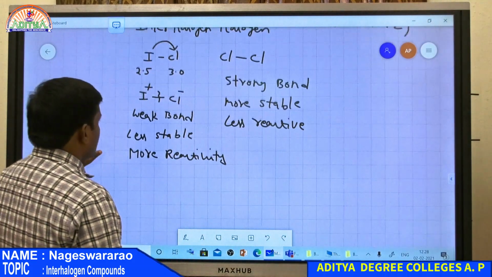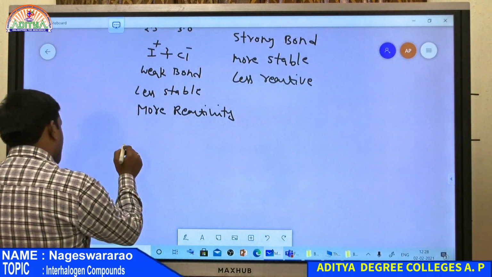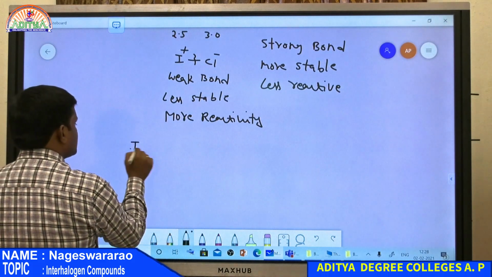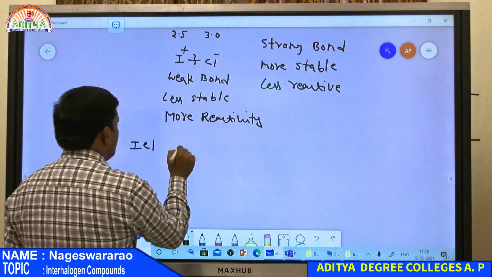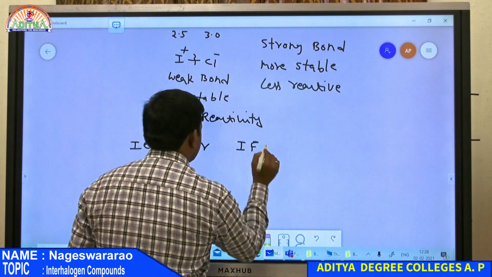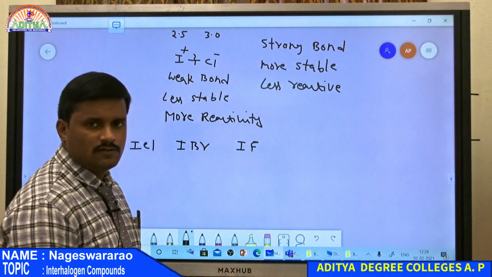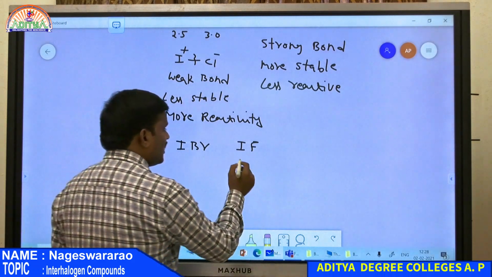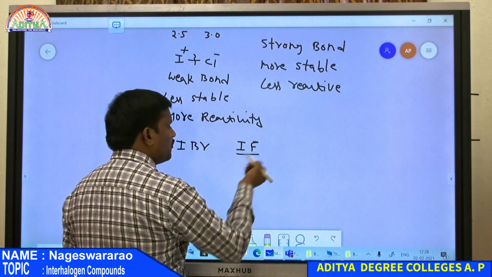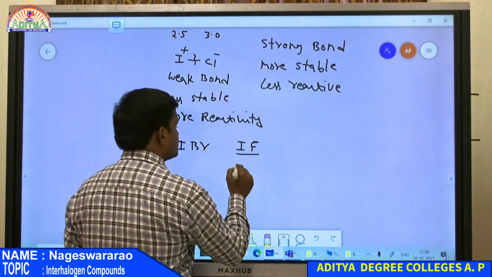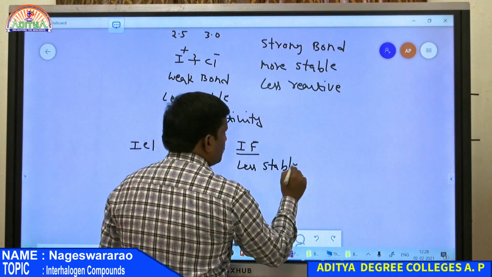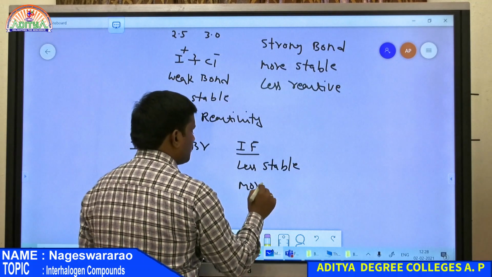Therefore, consider the examples of ICl, IBr and IF. These are also interhalogen compounds. So iodine with fluorine: here there is a large electronegativity difference between iodine and fluorine. Hence this is a very weak bond between fluorine and iodine. Hence it is very less stable. Less stable means it is more reactive.